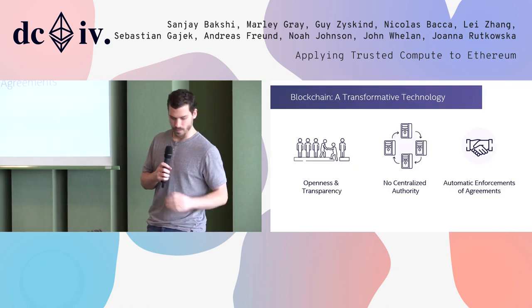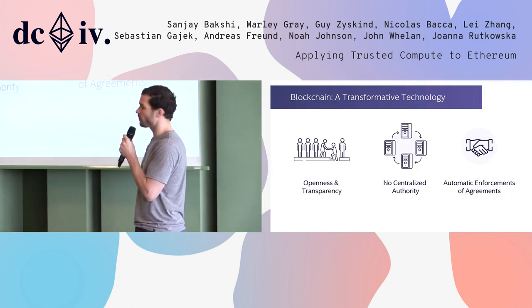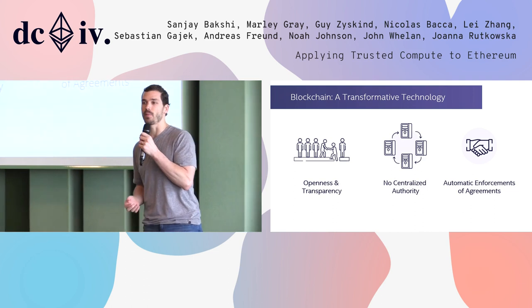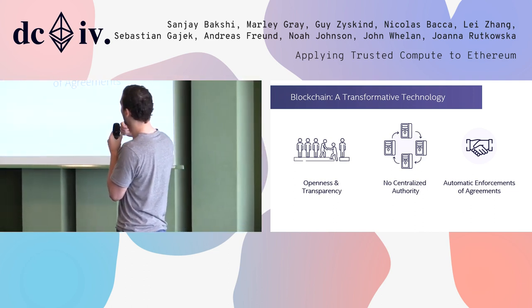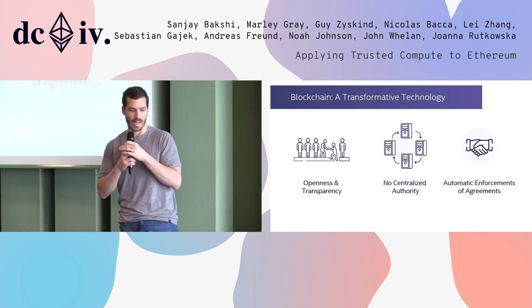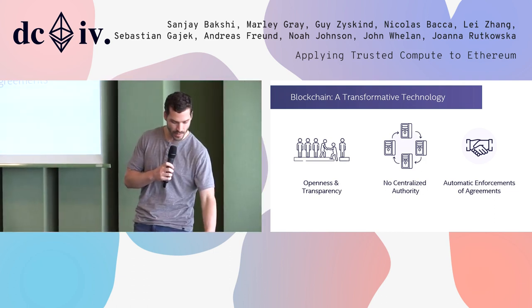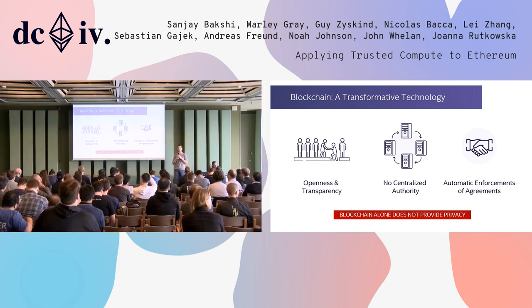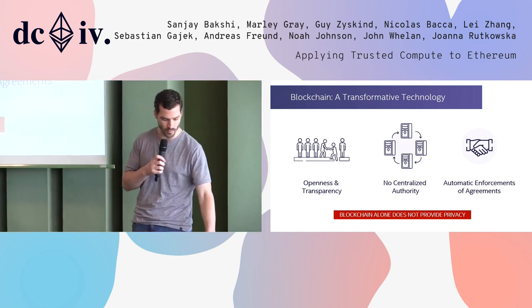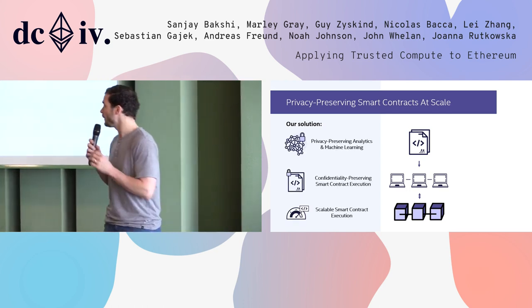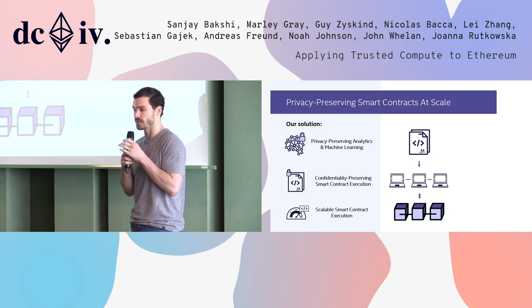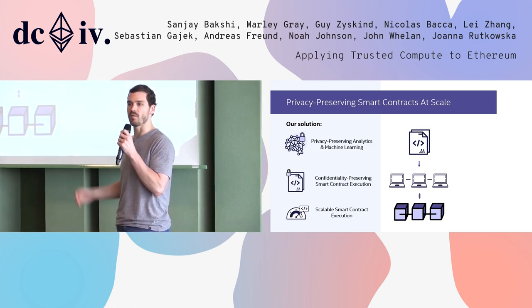So of course, blockchain is an exciting technology that provides a number of unique properties and capabilities like openness, decentralization, integrity guarantees. But as has been well motivated today, blockchain by itself doesn't provide privacy, right? And this is very limiting. This severely restricts the sorts of applications that you can run on today's blockchain platforms. And so what we're building at OSS is a platform that protects data and smart contract state, and provides privacy at every layer of the stack.